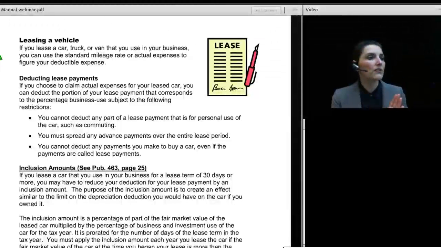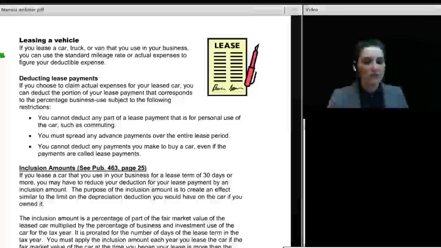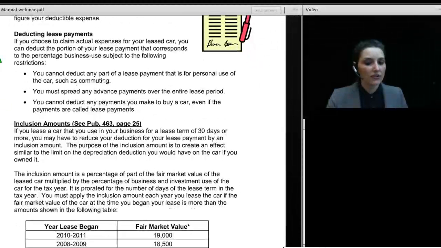But let's just suppose you are a person who has decided to lease rather than buy. There are some additional rules that you have to pay attention to. If you lease a car, truck, or van that you use in your business, you can use the standard mileage rate, or you can claim the actual expenses when you figure your deductible expense. How you go about deducting lease payments is the next part there.